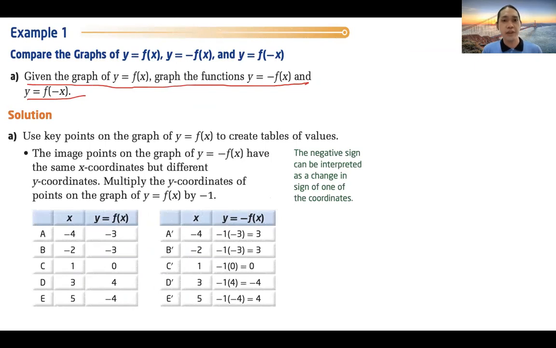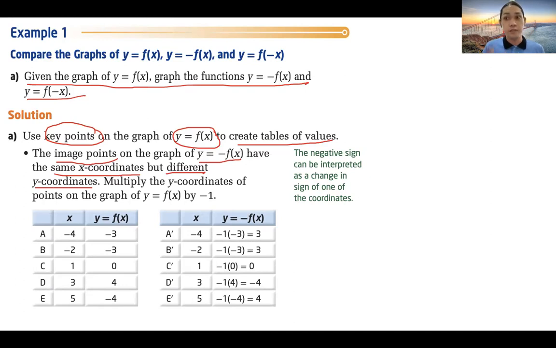So now the solution. Use the key points on the graph of y = f(x) to create a table of values. The image points on the graph of y = -f(x) have the same x-coordinates but different y-coordinates. That's the difference. It changes its y-coordinates as part of the rule in reflection. Since we have -f(x), it will be along the x-axis.